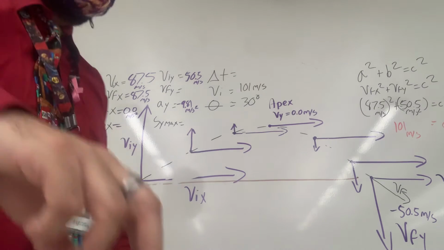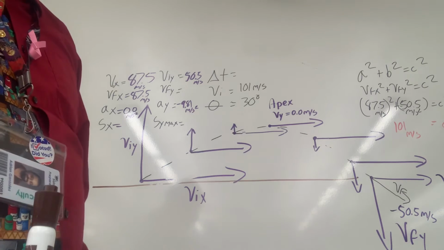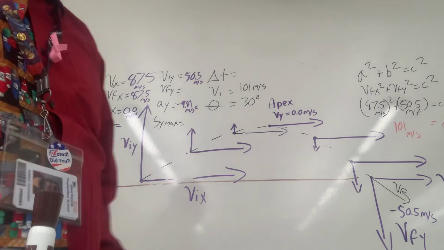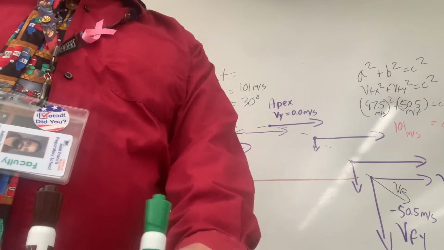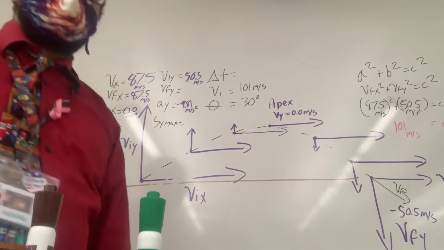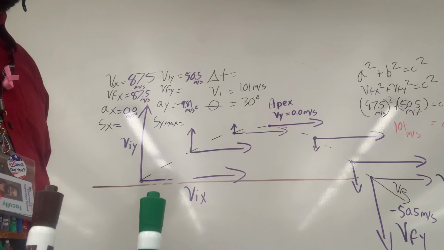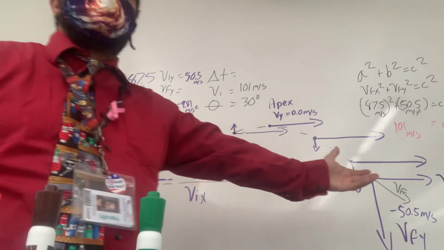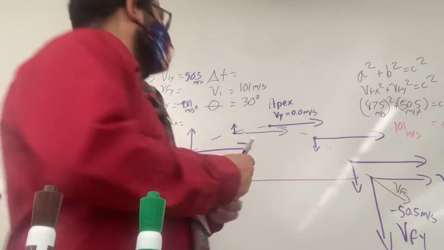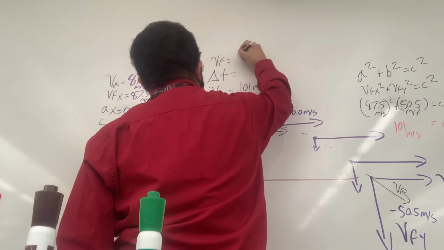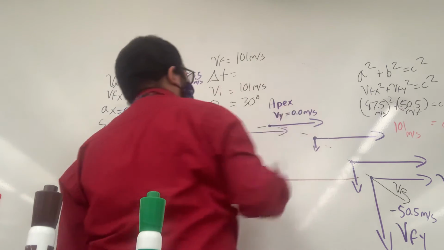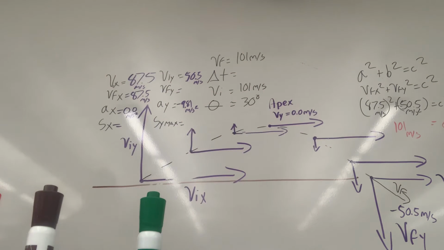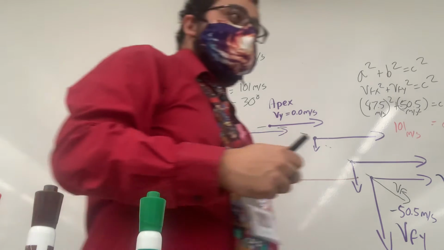So you said if they ever ask for the impact or the final velocity, it's always the same as the initial, given no air resistance and stuff like that. Right, we know our final velocity is also 101. You mean the impact, not the impulse? Impact, okay. Impulse is a different concept. Does that make sense?